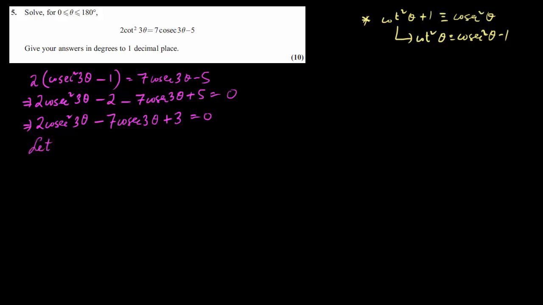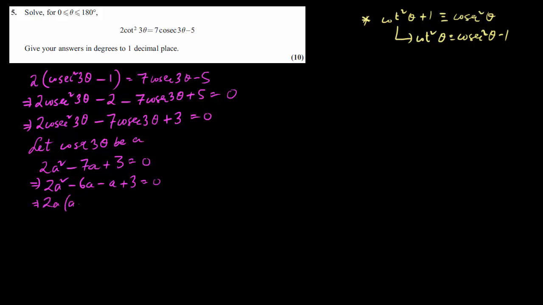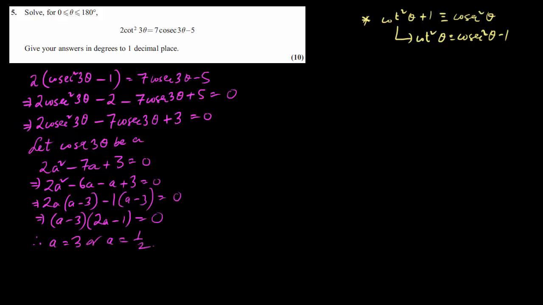So let cosec 3 theta be a. So we can write 2a squared minus 7a plus 3 equals 0. If we do middle term break, 2 times 3 is 6. So 2a squared minus 6a minus a plus 3 equals 0. If we take 2a common, it would be a minus 3. If we take 1 common, it would be a minus 3 equals 0. So this is going to be a minus 3 and 2a minus 1 equals 0. If we solve it, therefore a equals 3 or a equals half.